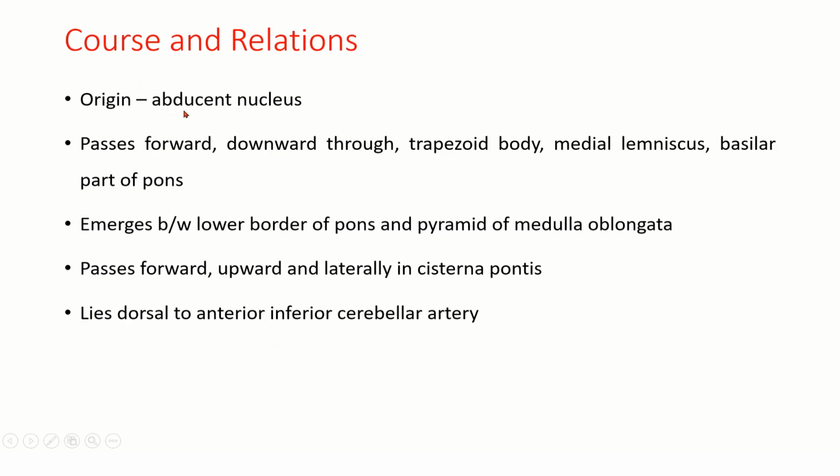Course and relations. Origin is from the abducent nucleus in the pons. It passes forward and downward through the trapezoid body, medial lemniscus and basilar part of the pons, emerges between the lower border of the pons and the pyramid of the medulla oblongata, and passes forwards, upwards and laterally in the cisterna pontis, lying dorsal to the anterior inferior cerebellar artery.